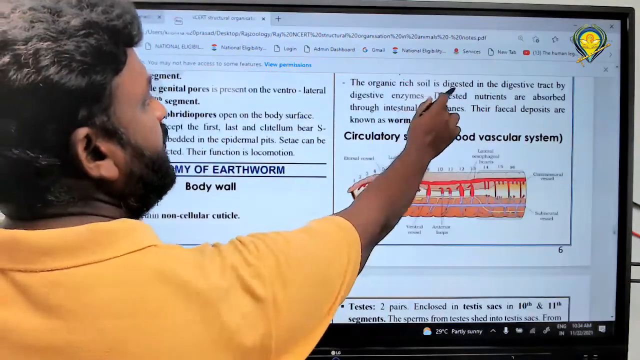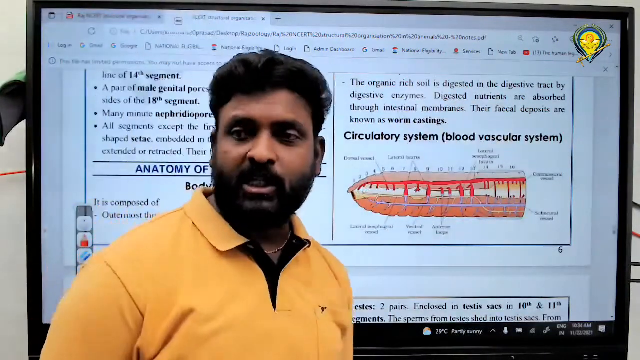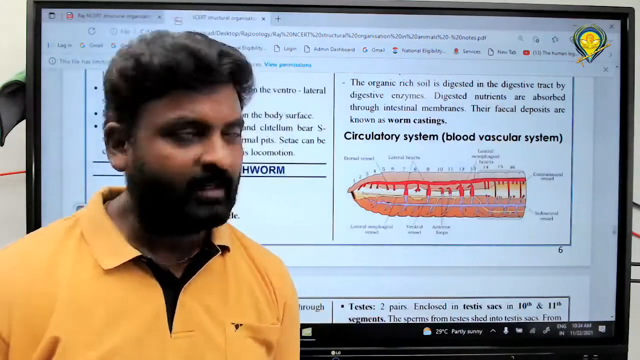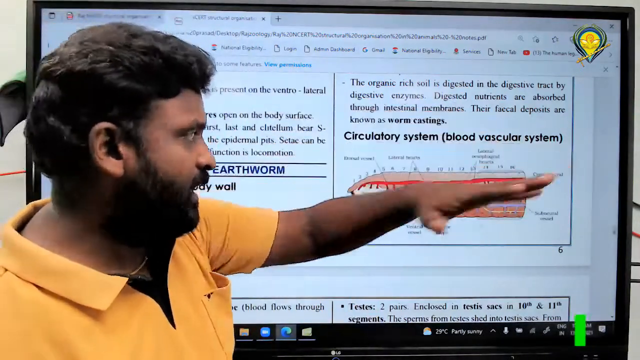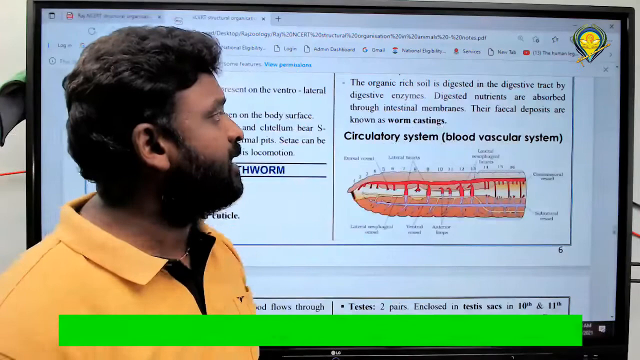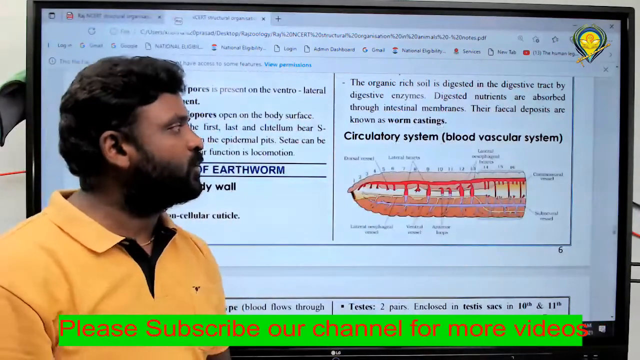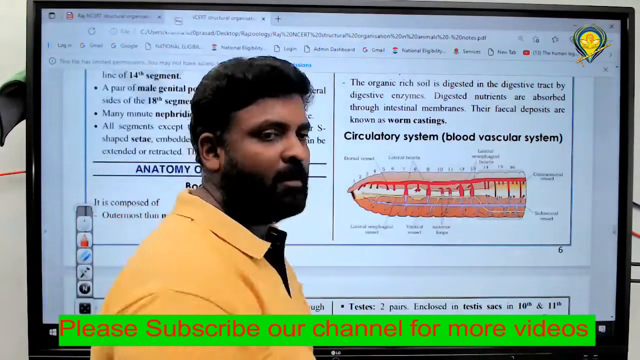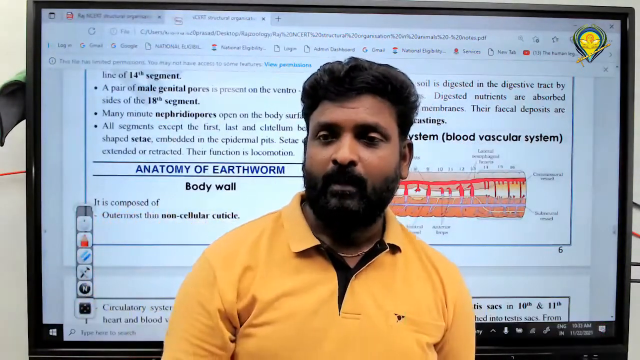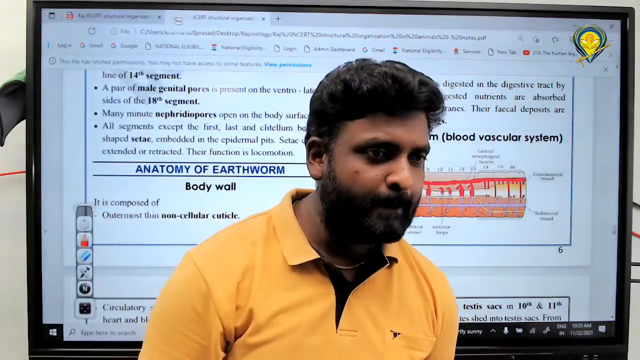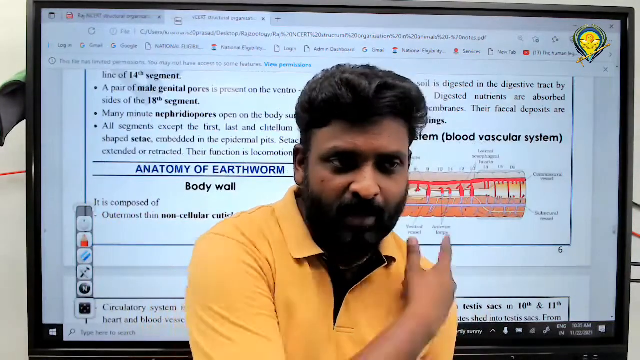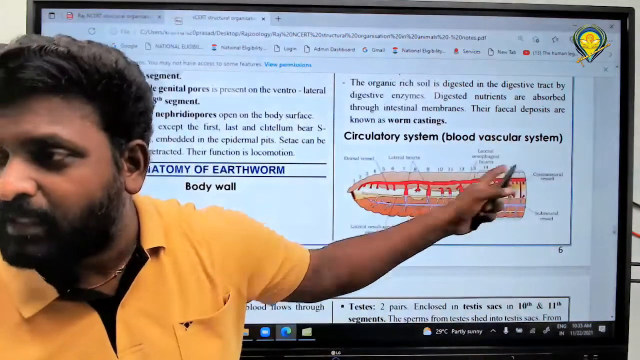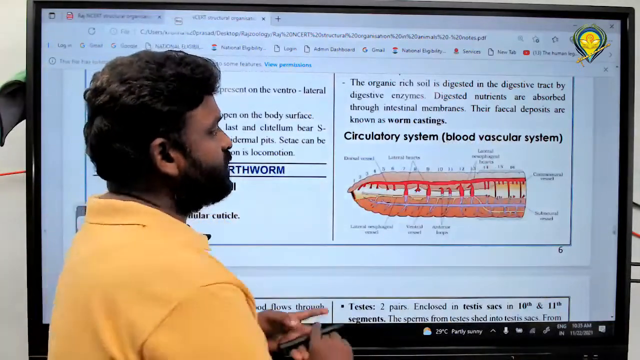And the organic rich soil is digested in the digestive tract, definitely by the digestive enzymes. Digestive enzyme nutrients are absorbed through intestinal membranes. Their fecal deposits are known as what? Worm casting. How could you find out earthworm in your garden? By the fecal pellets. That is called as what? Worm casting, right?